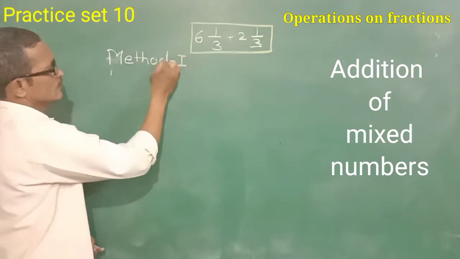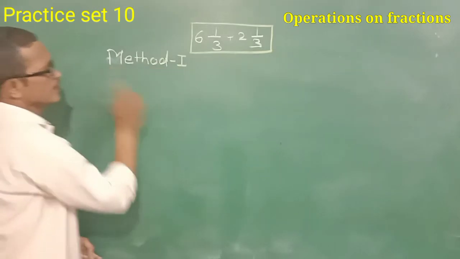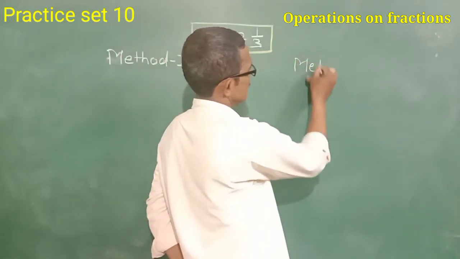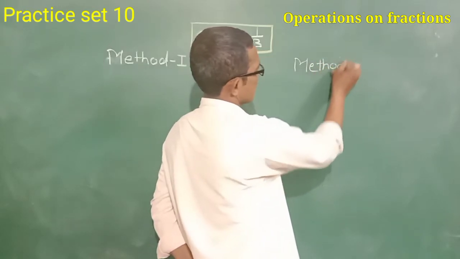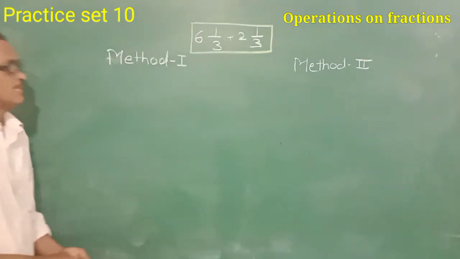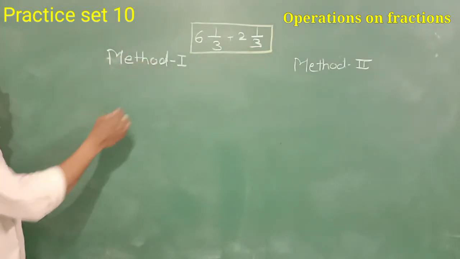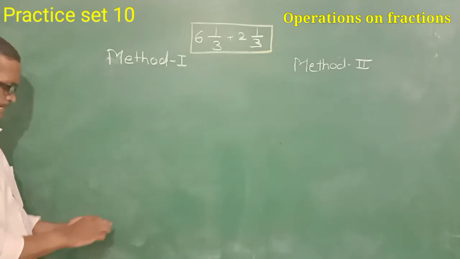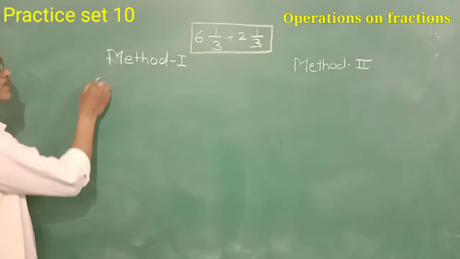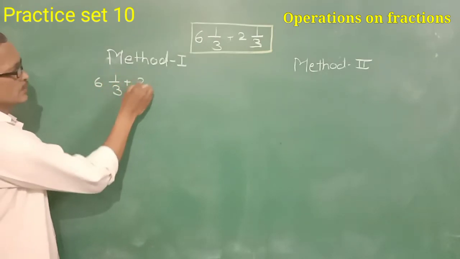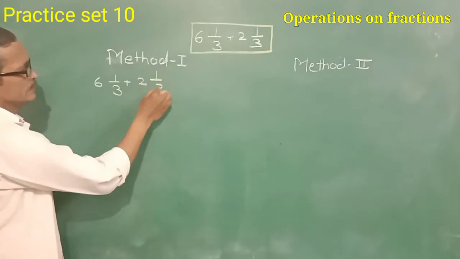Method 1 and the second method. Let's solve this by the first method. We write the example here, 6 1 by 3 plus 2 integer 1 by 3.